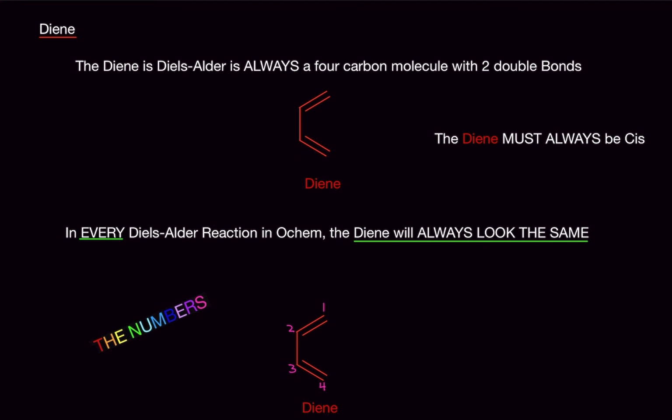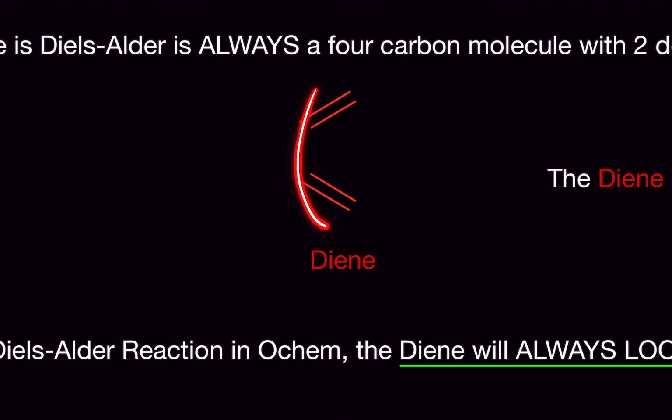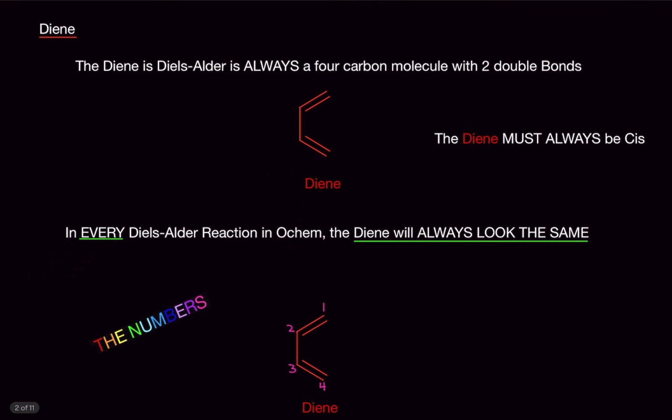One very important component is this diene must be cis. As you can see, the double bonds are on the same side, right? It must be cis. Just don't worry about it. Honestly, as long as the molecule looks like this, you're fine. If it looks anything else that's not this, you're not fine. It won't work. So yes, in every Diels-Alder reaction in OChem, the diene will always look the same. So every practice problem you do, every test problem, you'll always get the same starting molecule.